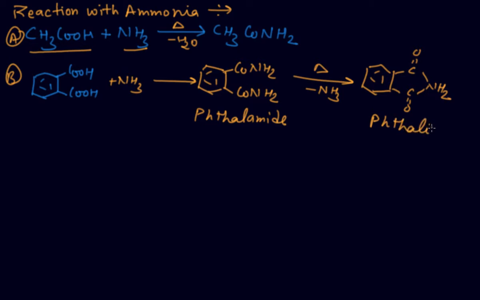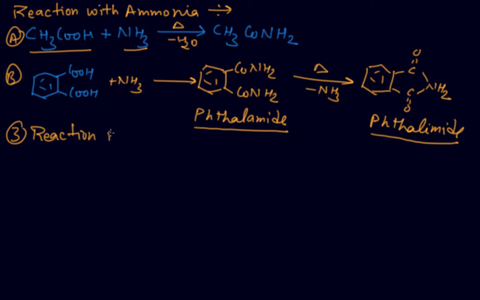This is an important product, and in the next chapter, amines, we are using it. This is very important, my dear students. This is phthalimide. Be careful. Then the next is the third type of reaction, reactions involving the COOH group.